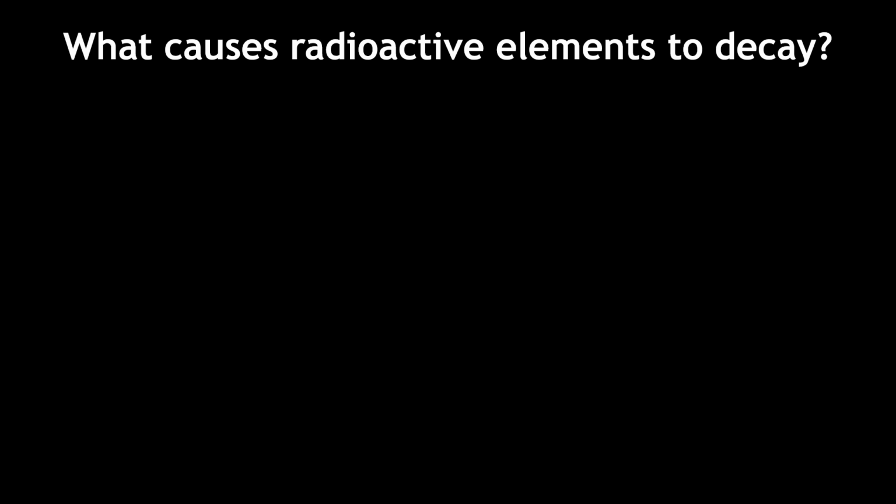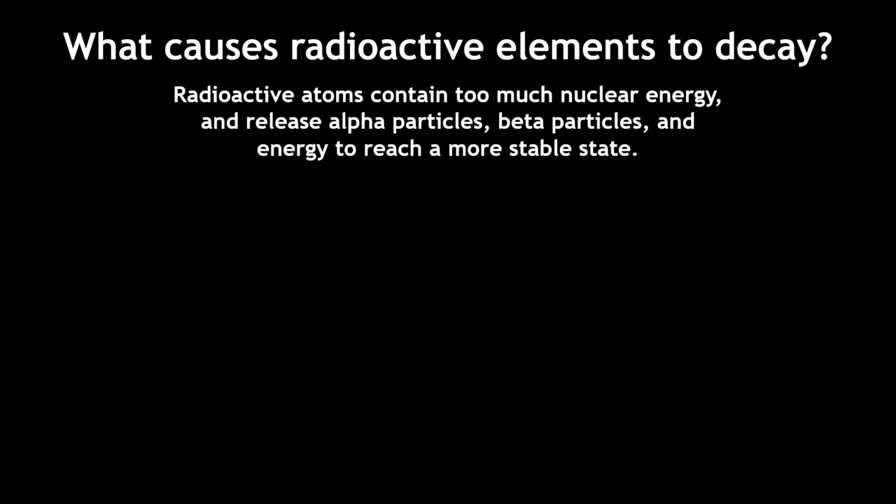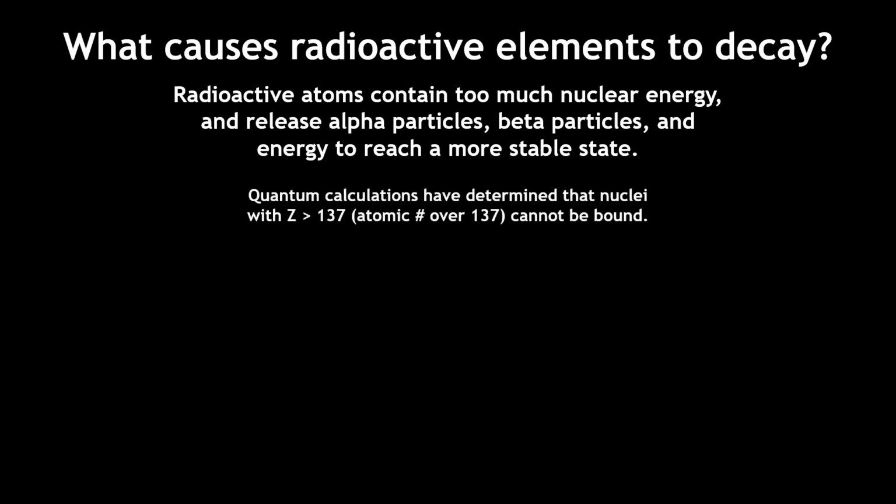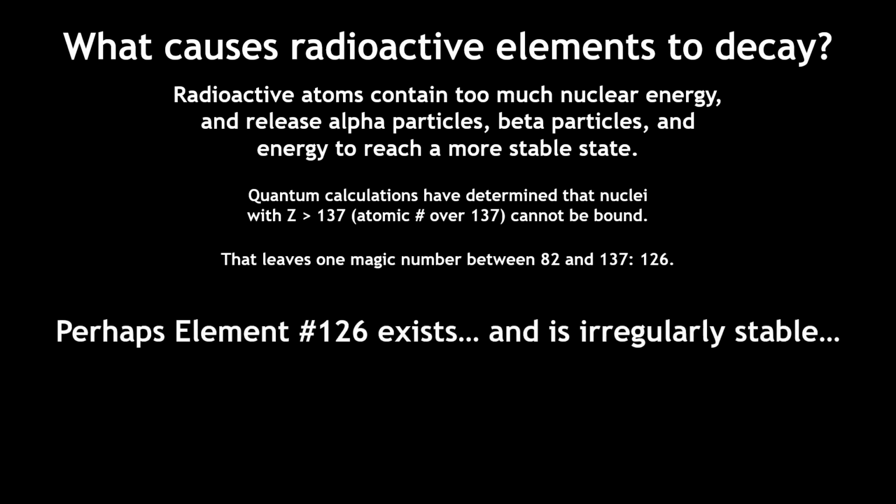Well, their decay is the result of too much energy contained in the nucleus. Quantum calculations have found that nuclei with more than 137 protons cannot be bound. That leaves one magic number between 82 and 137, 126. If elements exist above oganesson, which is number 118, then 126 is likely one of them, and may be irregularly stable in comparison to neighboring elements.